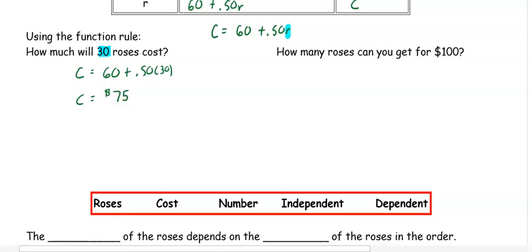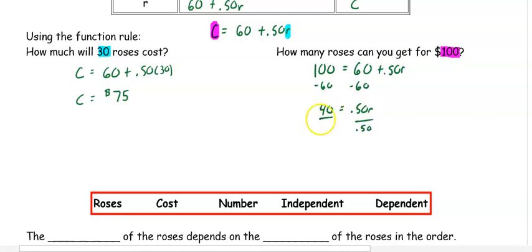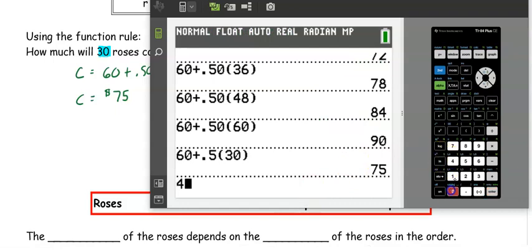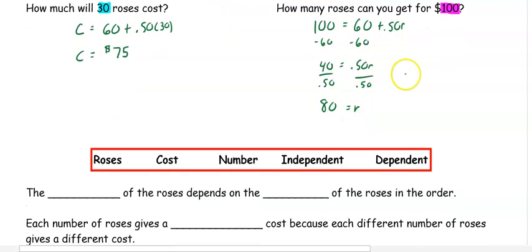So this time we're going to put 100 in for cost and we're going to solve for our number of roses. So we have 100 is equal to 60 plus 0.50 R. We can subtract 60 from both sides, so we get 40 equals 0.50 R. We divide by 0.50. We would get that R is equal to 80, so we would get 80 roses for $100.